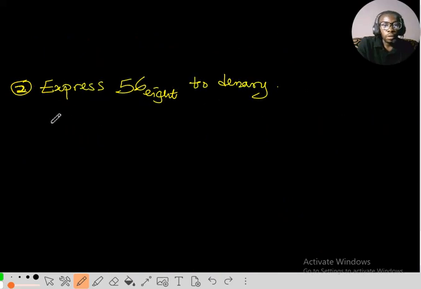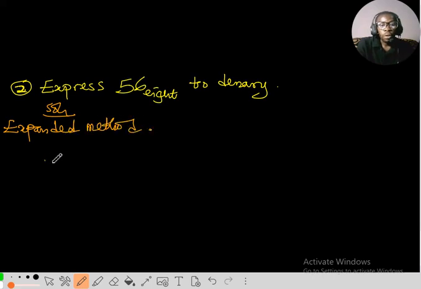Now again, we have to express 56 base 8 to denary. So all I still need here is to go through the expanded method. Just expand it. So how do I expand it? Write out the 56, 5 and 6.